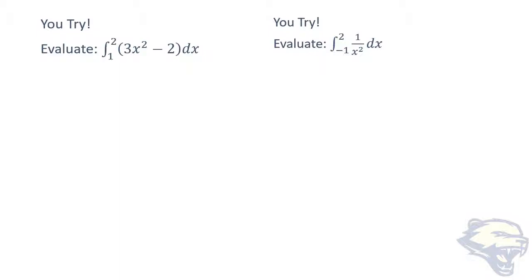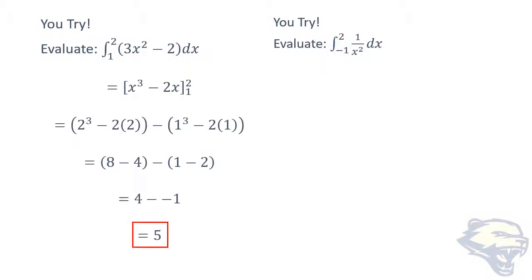So for the first one, you should get 5. The antiderivative is x cubed minus 2x. Plug in the 2, so 2 cubed minus 2 times 2. Plug in the 1, so 1 cubed minus 2 times 1. And subtract, and it's a double negative, so it becomes a 5.